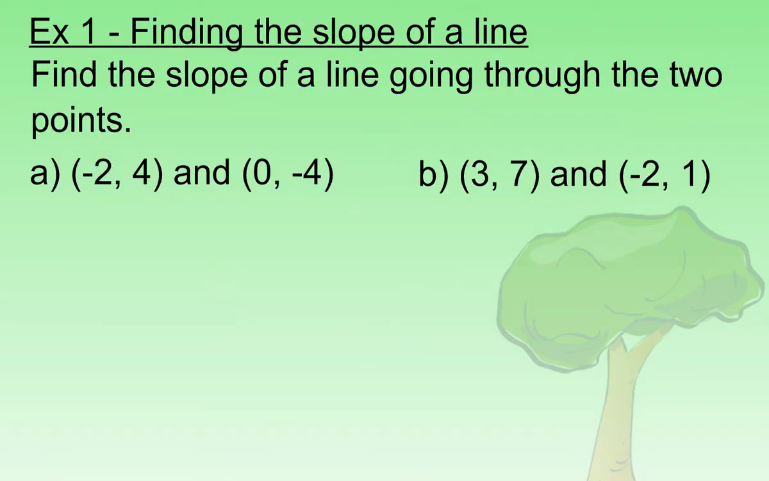So let's get right to it. The first problem says finding the slope of a line. We're going to find the slope of the line going through these 2 points, and we're going to use that slope formula. That slope formula is one of those formulas that you should probably remember. I believe they're going to have it for you on the formula sheets on the PSSAs, but it's one of those formulas that's going to be used quite a bit, especially over the rest of this module and into the next module as well.